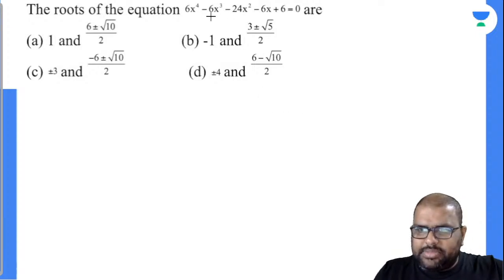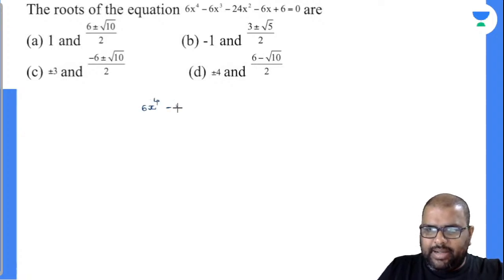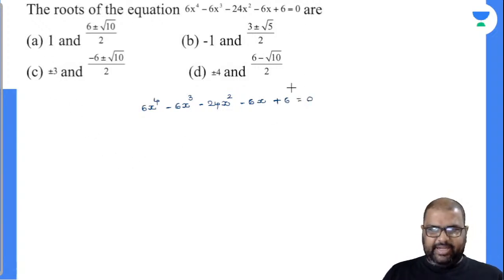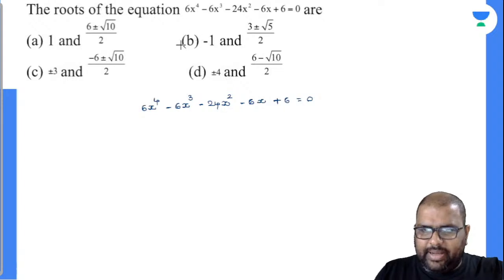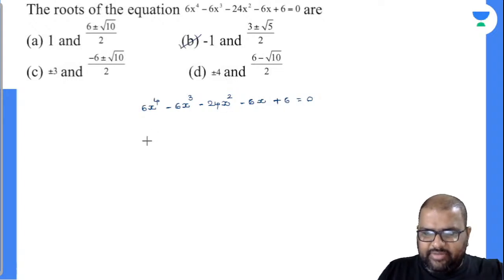And you closely observe there, this is the equation given there, 6x to the power of 4 minus 6x cube minus 24x square minus 6x plus 6 is equal to 0. This is a fourth order equation. Previous question was a little bit tough, ma. This is very easy. Now look carefully, all the options are wide and varied. So I will take minus 1 there. Let's see whether I am right or wrong. If I take minus 1, will it work out or not?